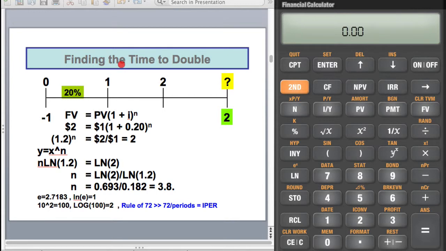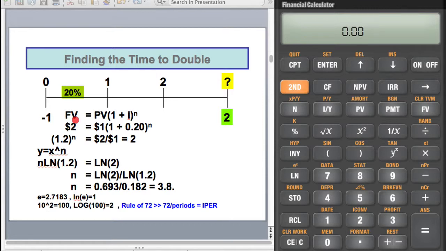Sometimes it's essential to find the time it takes to double an initial investment. You can always start with an initial investment of $1. And so we already know that the future value of the dollar should be $2. In this particular example, the annual interest rate is 20%. So given that we have the interest rate as 20% and an initial investment of $1, and we want its future value to be $2, how much time will it take for that to happen?